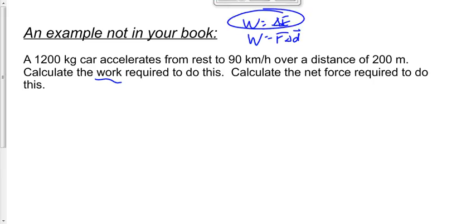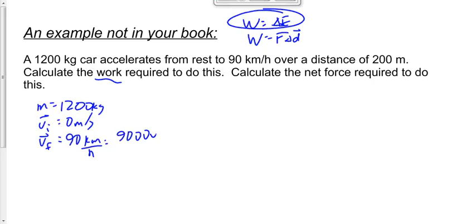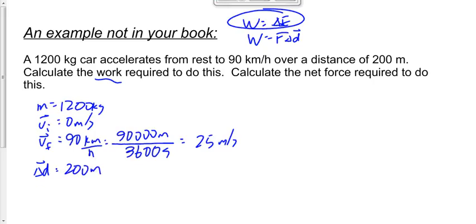Let's write down some givens now before we start using that equation here. M is equal to 1,200 kilograms. VI is 0 meters per second. VF is 90 kilometers per hour, which we're going to have to convert to meters per second, which is 90,000 meters. The time here, or the hours, is 3,600 seconds. That gives me 25 meters per second VF. And my displacement is 200 meters. I'm looking for work, and I'm looking for the force that's required to do this.